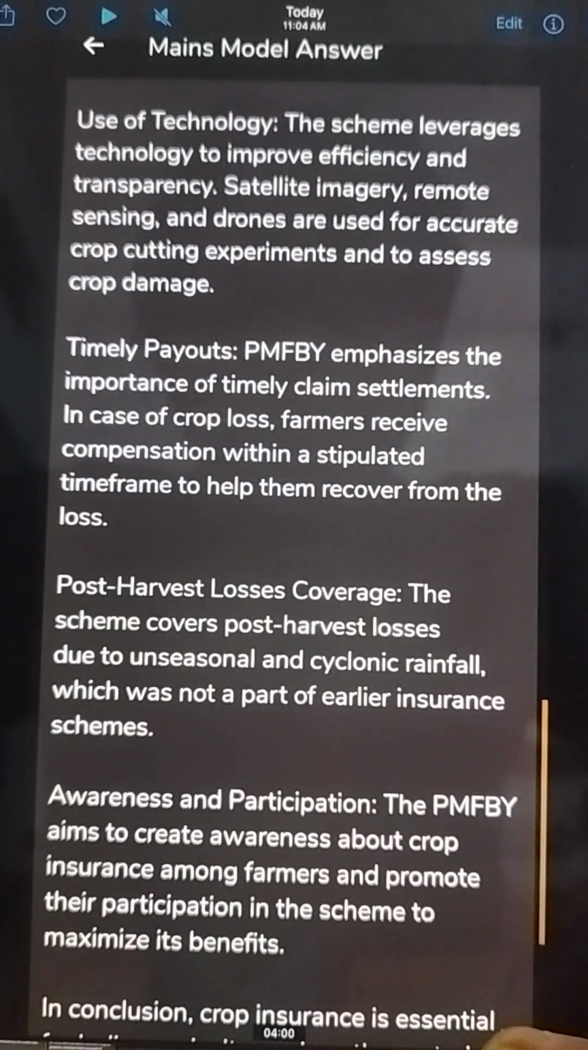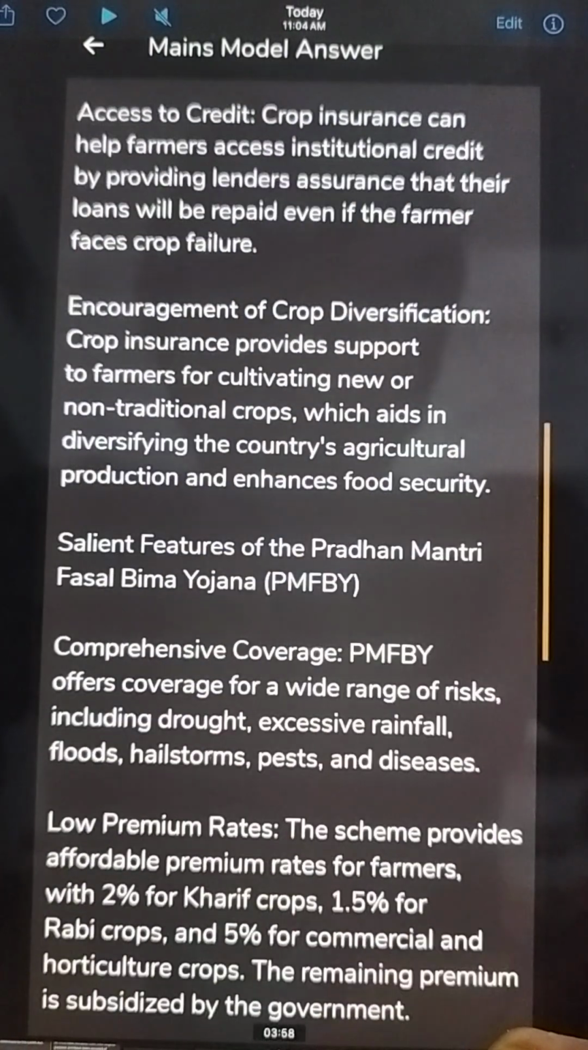First is comprehensive coverage. Pradhan Mantri Fasal Bima Yojana offers coverage for a wide range of risks, including droughts, excessive rainfall, floods, hailstorms, pests, and diseases. And then low premium rates. The scheme provides affordable premium rates for farmers with 2% for Kharif crops, 1.5% for Rabi crops, and 5% for commercial and horticulture crops. The remaining premium is subsidized by the government.